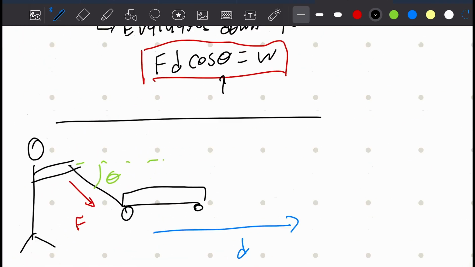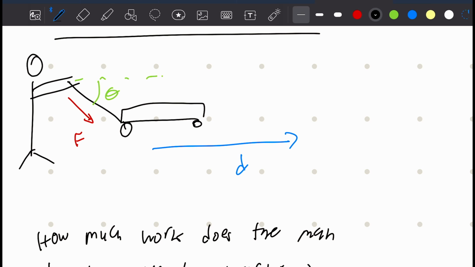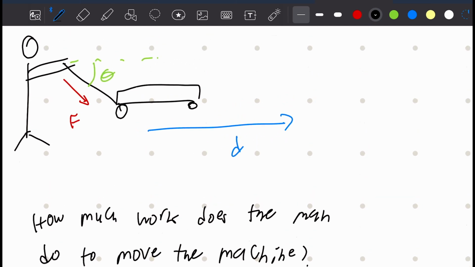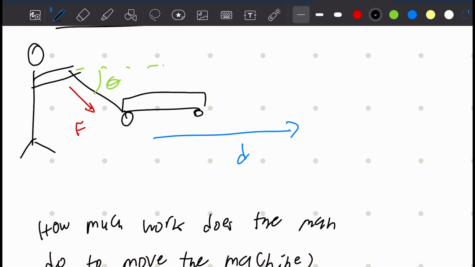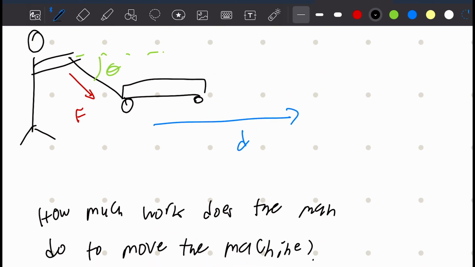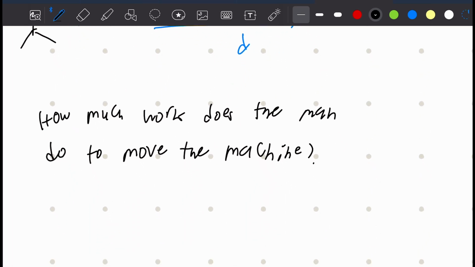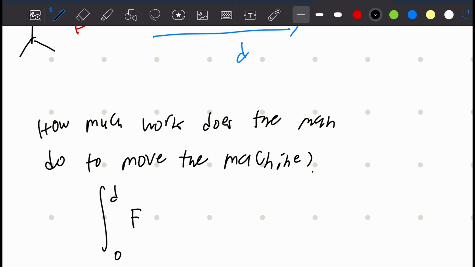So let's do an example. We have this guy, he's pushing this lawnmower at some angle theta, and it is going some distance d. How much work does the man do to move the machine after a distance d? So, he's going a distance d, but he's pushing on this lawnmower with some force at some angle. So, based off our equation, we have the integral from 0 to d, because that's the total distance, of the force dotted with the dx vector. That'll give us our work.